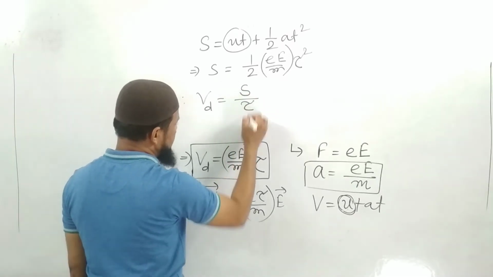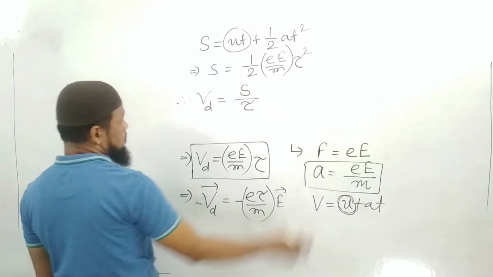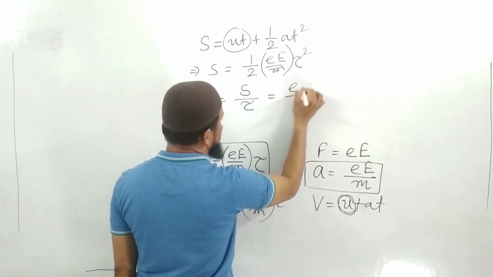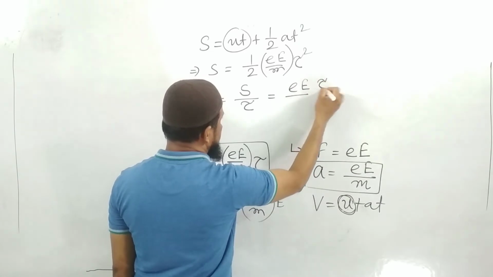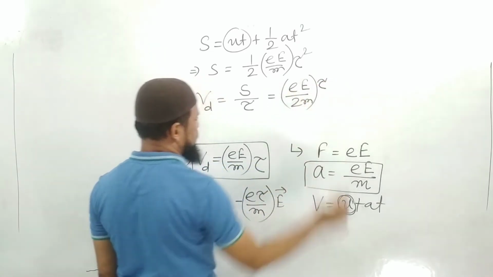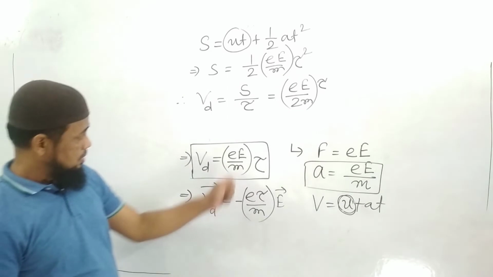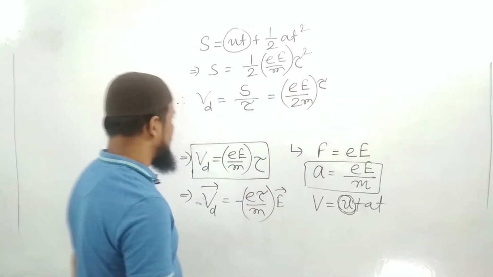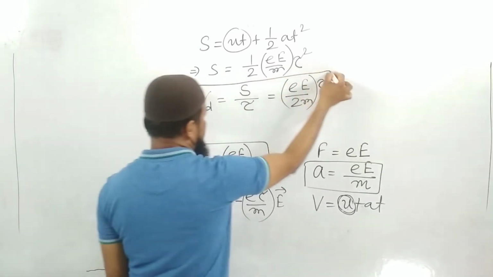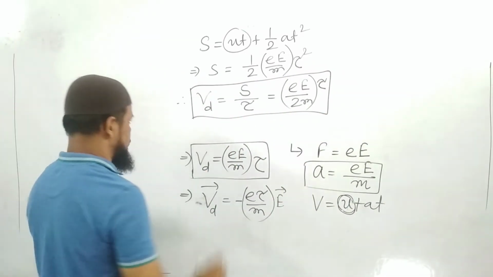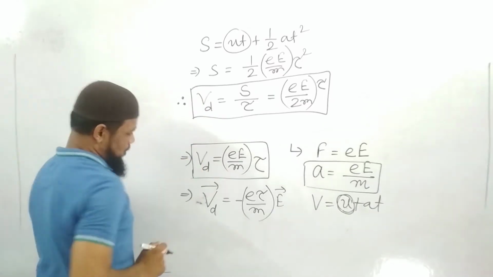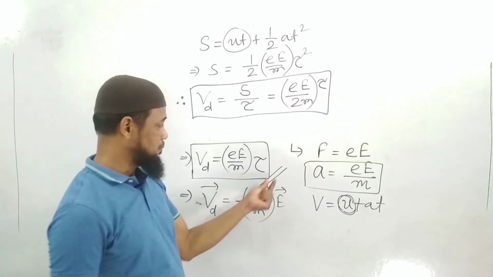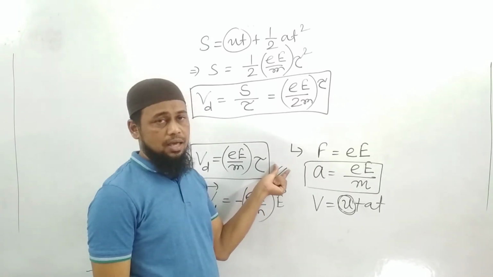Average velocity is displacement divided by time taken. So how much does it become equal to? If you divide by tau, how much will you get? E tau divided by twice m. Here it is E by m tau, here it is E by twice m tau. So this particular expression of drift velocity you will get to see in many standard books. But this is the expression given in NCERT. You check it.